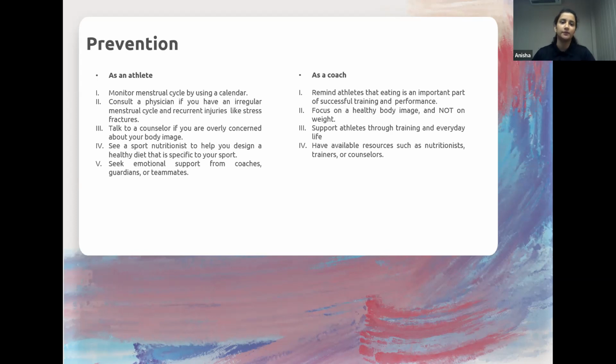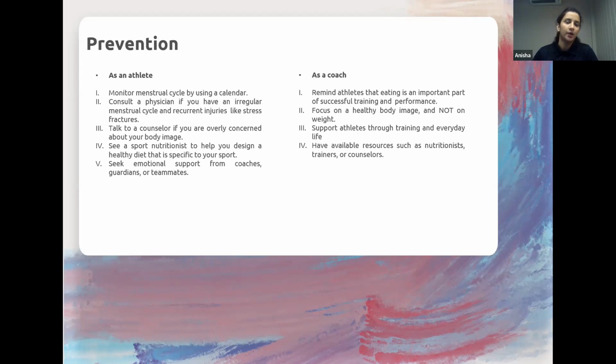Secondly, consult a physician if you have irregular cycles, or consult a gynecologist if you are prone to injuries, if you are getting fractures on and off every few months. Thirdly, talk to a counselor if you are overly concerned about your body image. Now, this is something which every girl is usually under pressure of because of peer pressure, because of society, as to if a particular person is looking thinner, she is looking like that, I'm not the way she is.